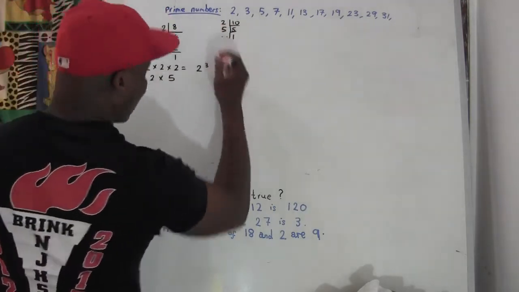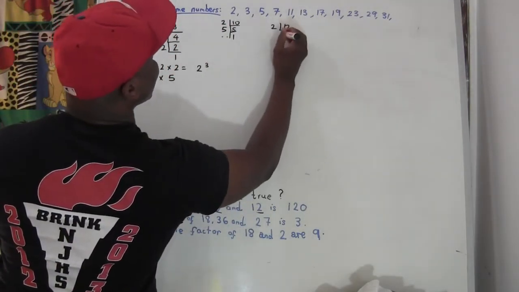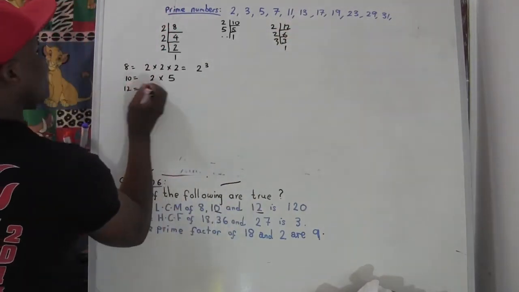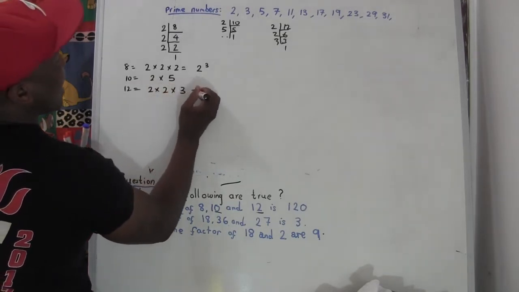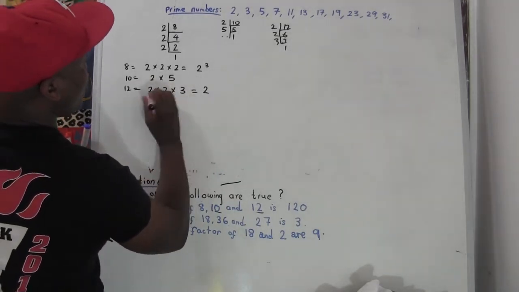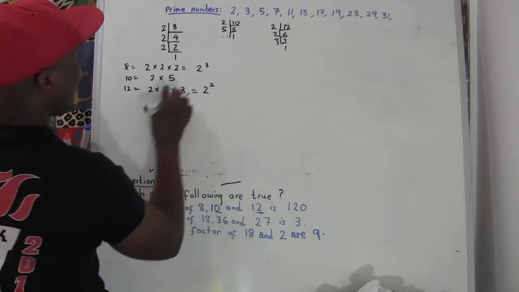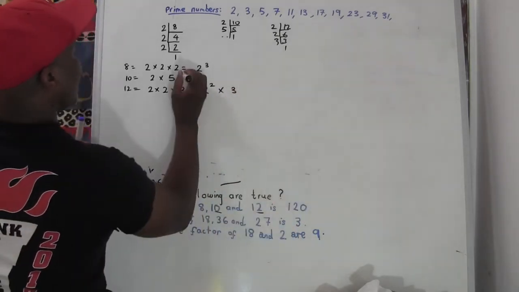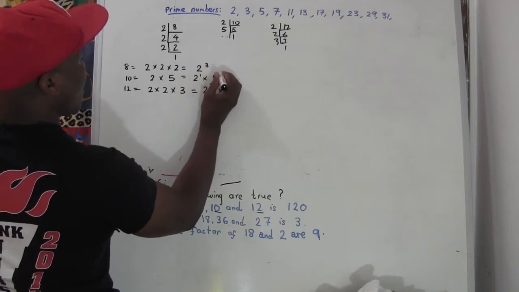Now you go for the last one, which is 12. You do the same game. Divide by 2 you get 6, and then by 2 you get 3, and then by 3 you get 1. So now 12 equals 2 times 2 times 3, and this you can say equals 2 power 2, there are 2 of them, times just 3. Okay, same here, there's only 2 power 1 and 5 power 1.